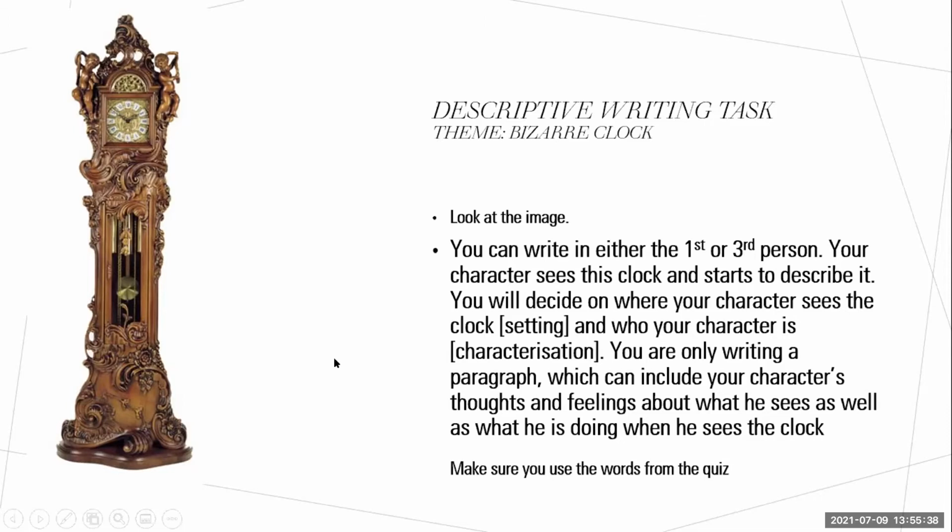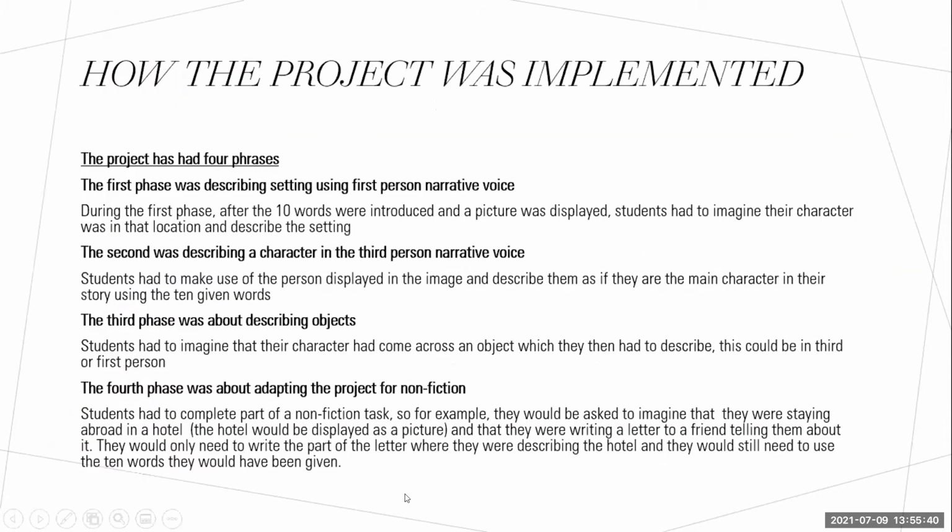So if we go on to the next slide. These are the 4 phases of the project. We started off with really simple first person narrative voice, and the idea was that they would just be describing settings. So introducing them to 10 words that would be linked to a particular setting, and then they would use first person narrative voice to write a paragraph. Then that changed later on to being about character. We'd put a picture of someone up, and that would be a character that they had to describe, and that would have to be in 3rd person. So they're also having a go at using different narrative voices.